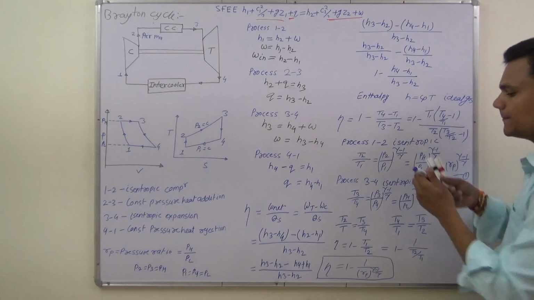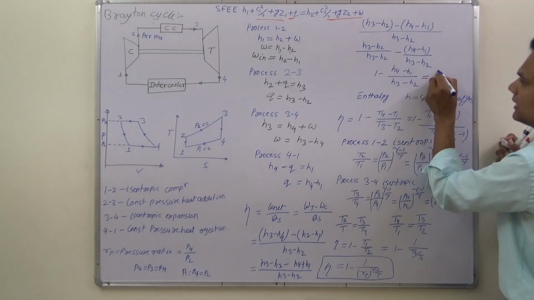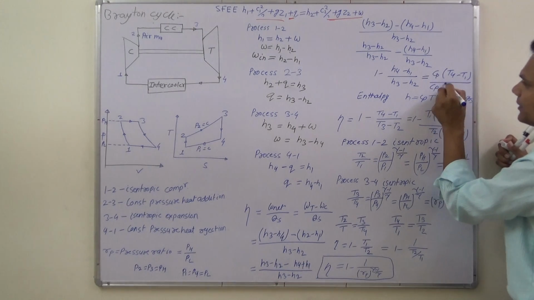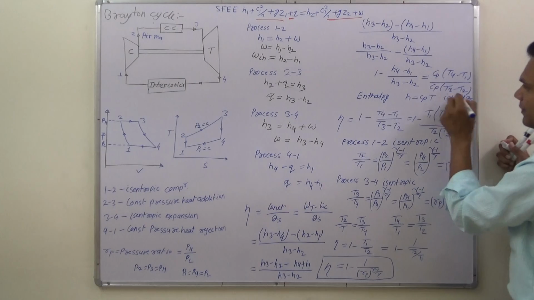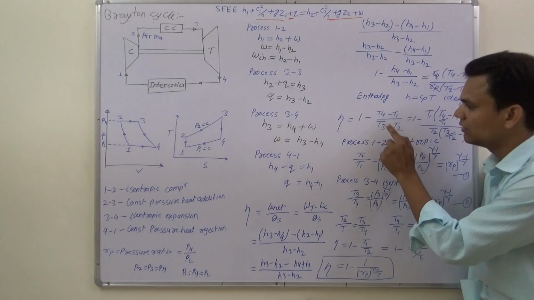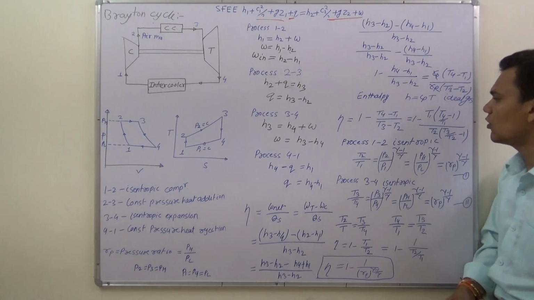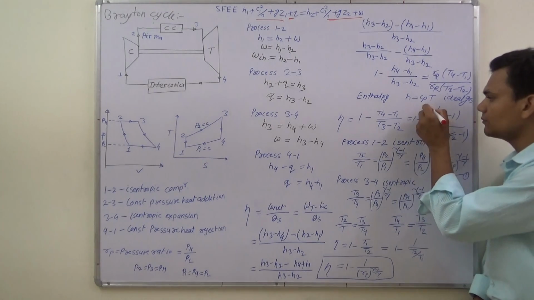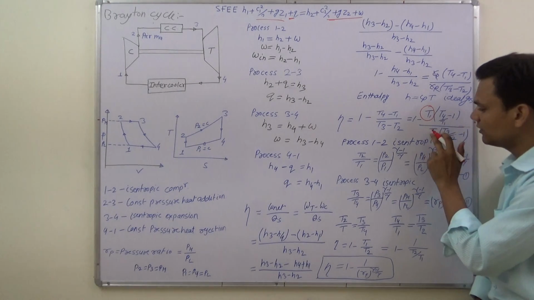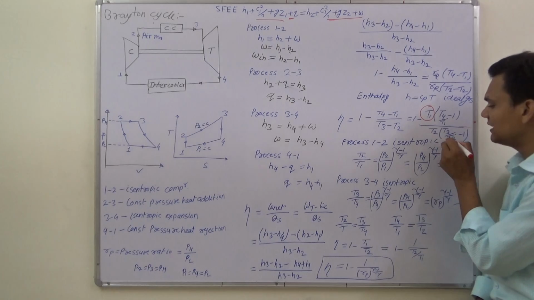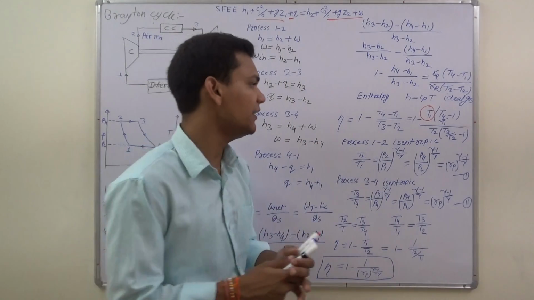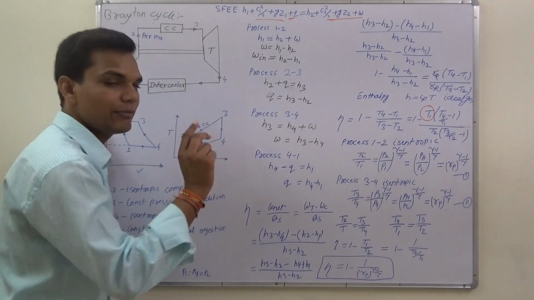So if we take Cp common, then it will become Cp (T4 minus T1) by Cp (T3 minus T2), and the Cp will get cancelled and the remaining term will be 1 minus (T4 minus T1) by (T3 minus T2). If we take common T1, then the term will become T4 by T1 minus 1, and take common T2, then it will become T3 by T2 minus 1.